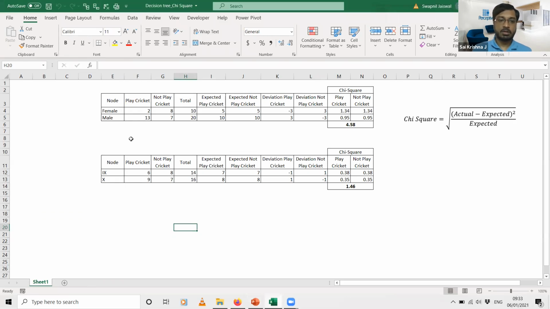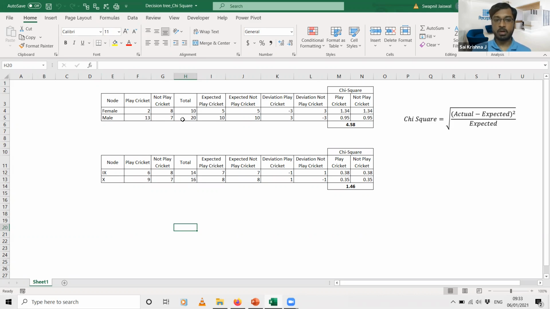Okay, so same nodes, right? We can either split by gender or we can split by class. Gender has 2 groups, female and male, and class has 2 groups, 9th class and 10th class, right? And we have this basic data: out of all the females, how many play cricket, how many don't play cricket. Same thing for the males and so on.